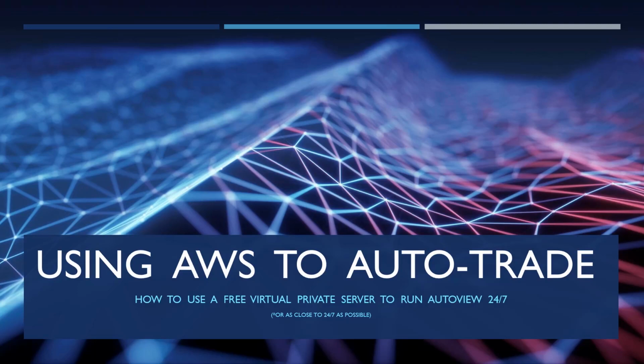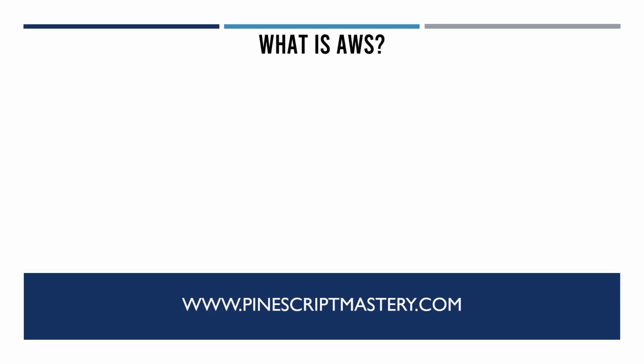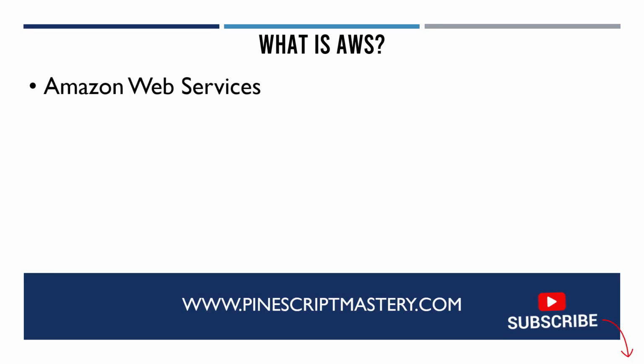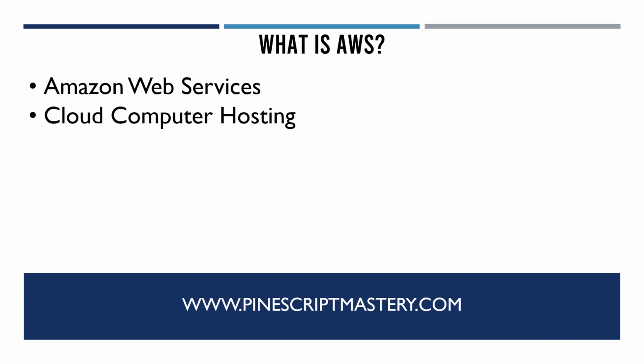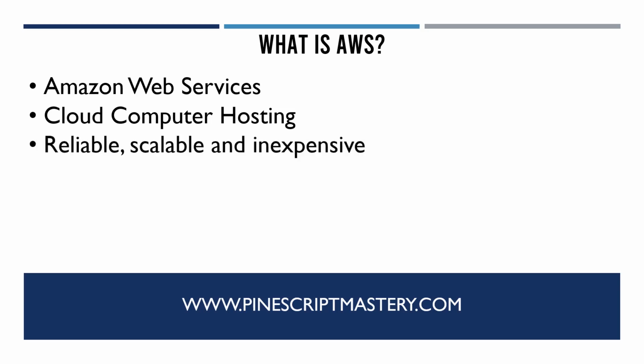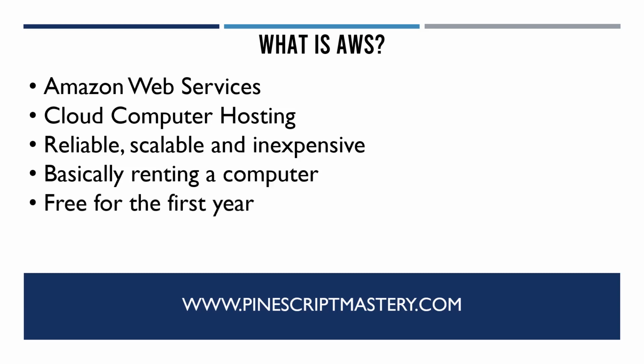So before we begin, we should probably cover an overview of what AWS is and what we plan to do today. So first of all, what is AWS for those of you who are not familiar with this? AWS stands for Amazon Web Services, which is a cloud computer hosting service, which basically means you can rent someone else's computer and access it remotely and then use it for whatever purposes you want. The advantage of using AWS is that it's reliable, scalable, and inexpensive, or in our case today, completely free. So we're basically renting a computer from Amazon, and it's free for the first year.